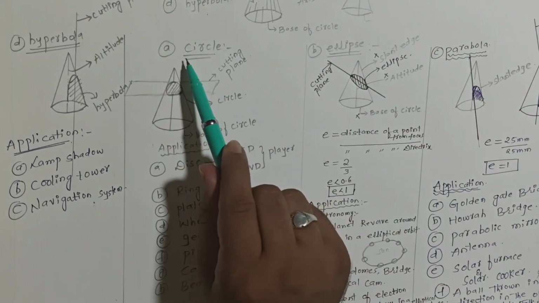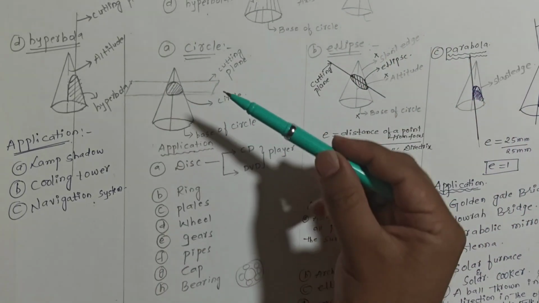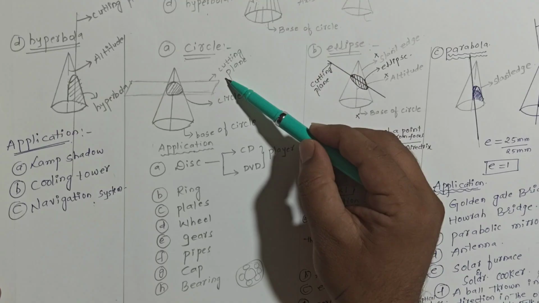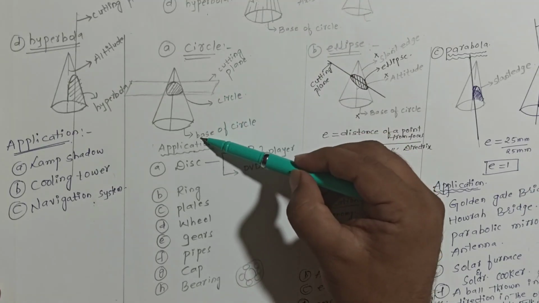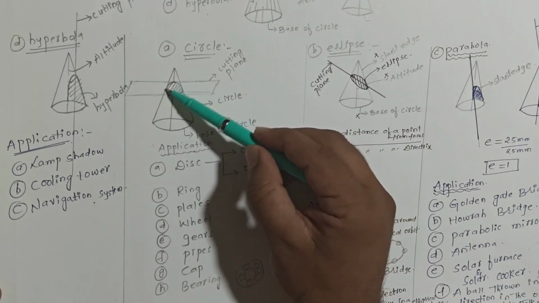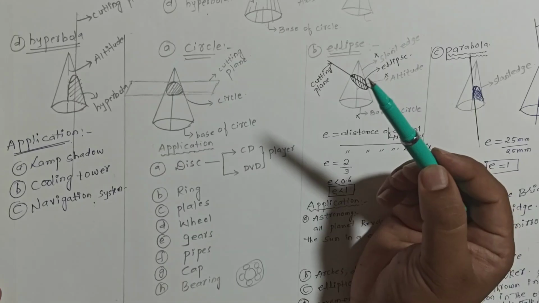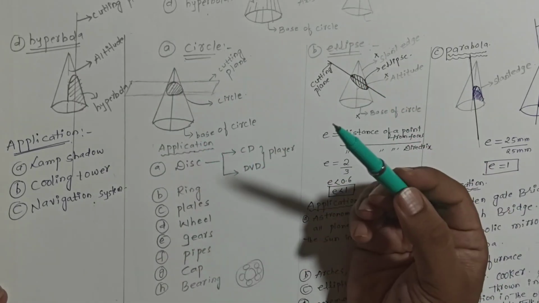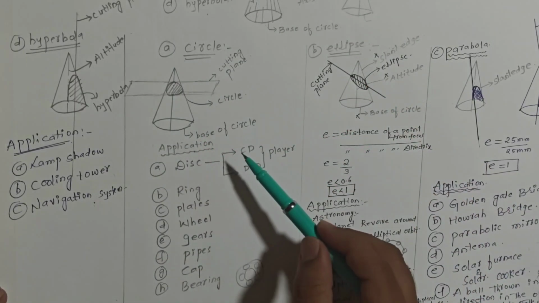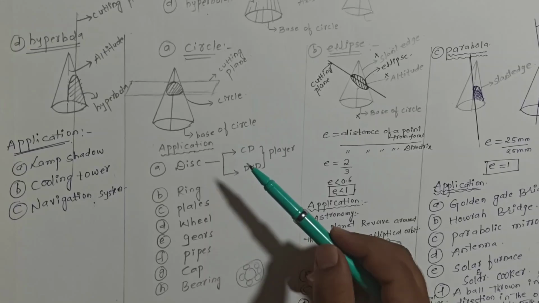The first thing is the circle. We need to cut the cone in such a way that the cutting plane is parallel to the base. Then what will appear on the surface of the cone? A circle will appear. It has different applications; we use it in CD players or DVD players.